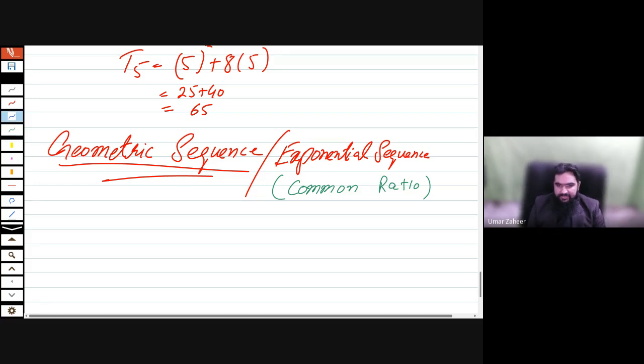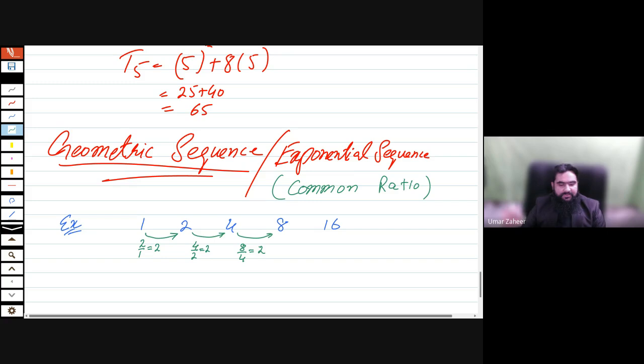Now let's say we have a sequence 1, 2, 4, 8, 16. Look here, we take the ratio between the terms. 2 divided by 1, that is 2. 4 divided by 2, that will be 2. 8 divided by 4, that is 2.